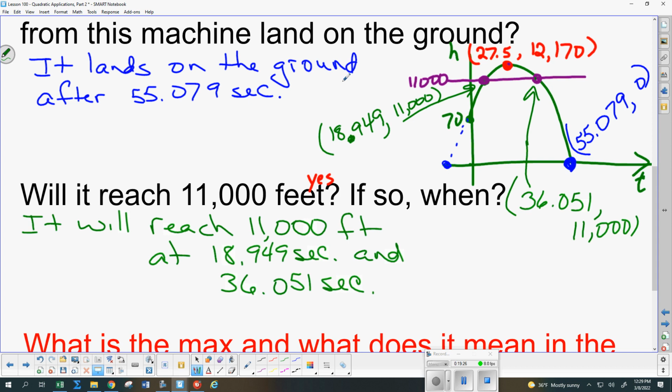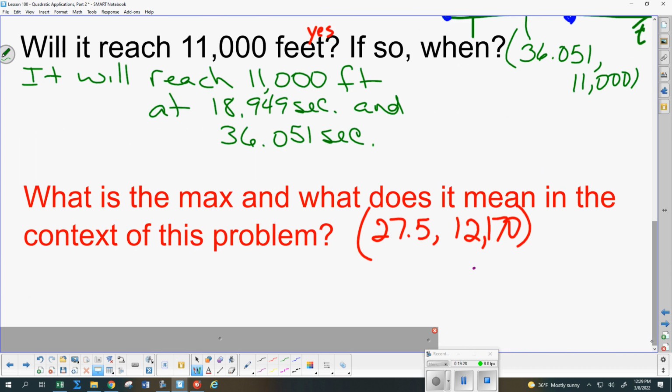Okay, we already found the max, so I went ahead and wrote these down while you were doing that. But we need to now write the sentence that explains that in the context of the problem. Remember, the first coordinate is the t, the seconds. And this one is the height in feet. So that means 27.5 seconds and 12,170 feet.